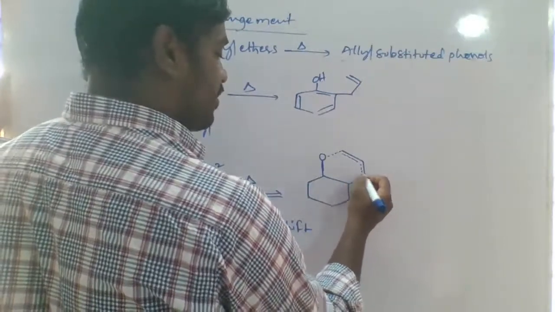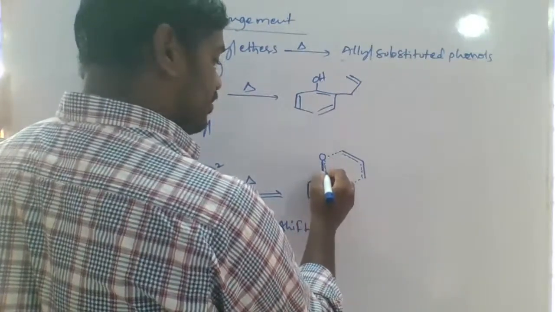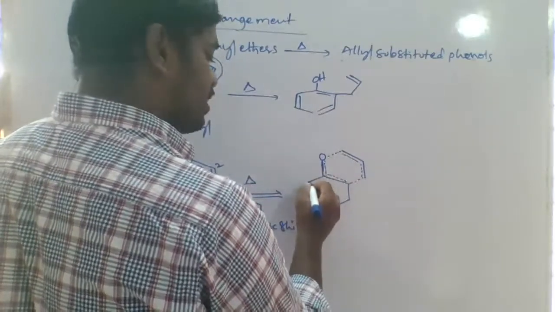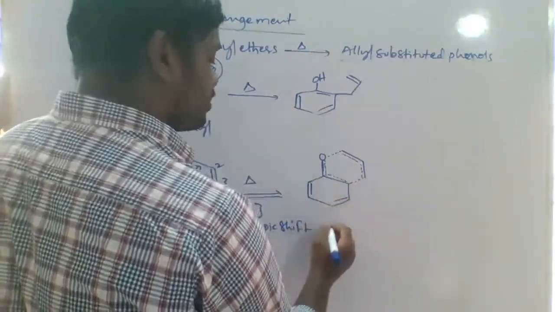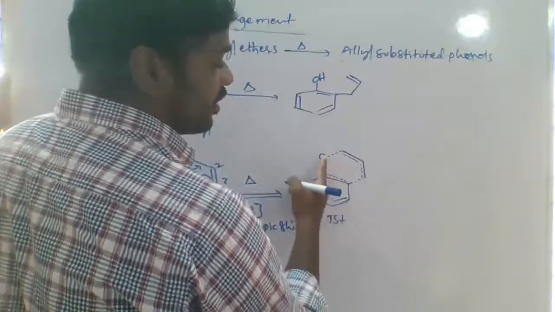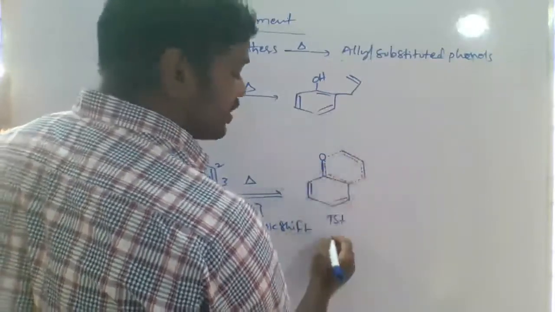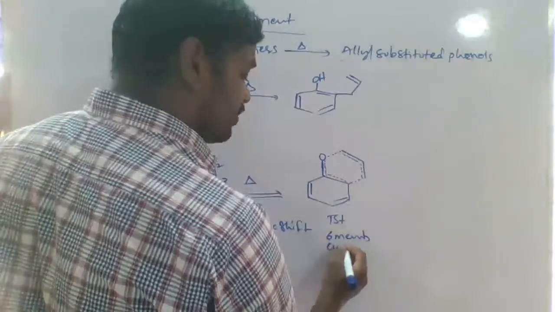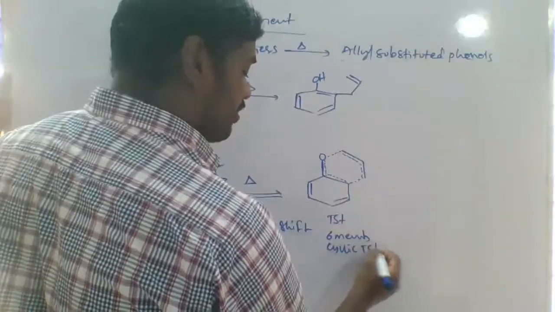Here a new bond is forming, and here the old bond is breaking. So this is the transition state formation. How many members in the transition state? 1, 2, 3, 1, 2, 3. Six-membered cyclic transition state. Cyclic TS formation.